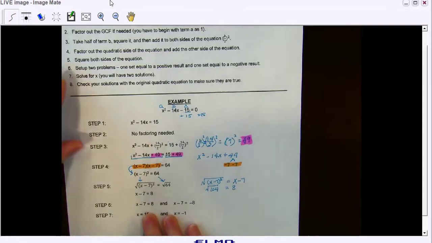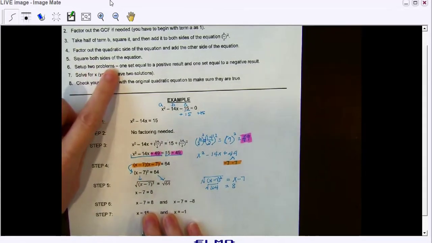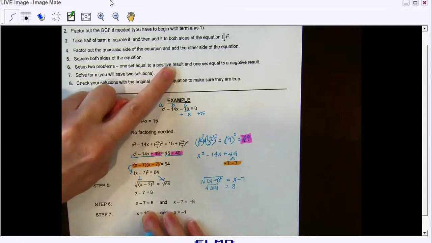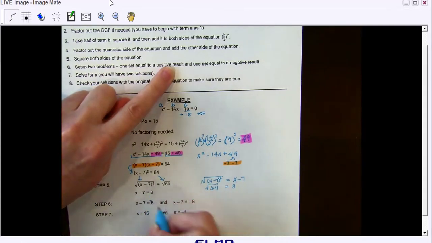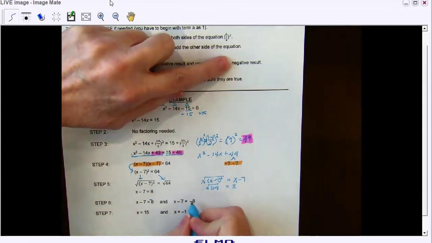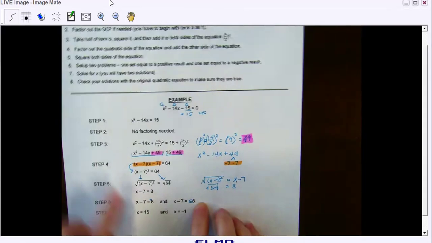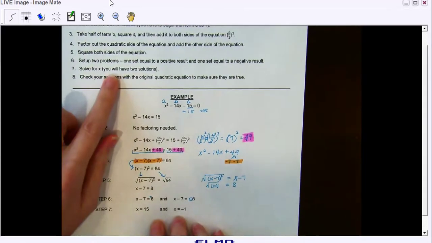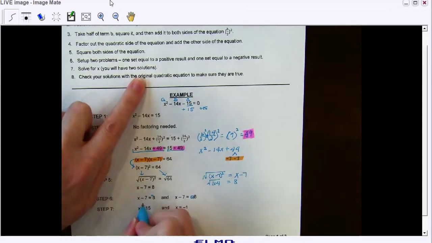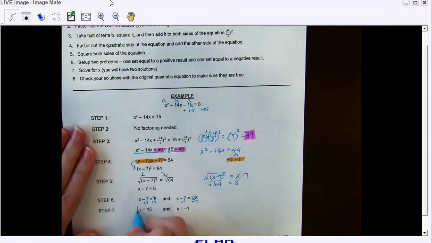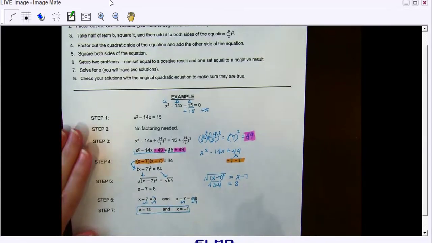Let's go down to step 6. Step 6 says set up 2 problems. One set equal to a positive result. So x minus 7 equals 8, positive 8. And one set equal to a negative result, a negative 8. So we're setting these up twice. And then step 7, solve for x, and you will have 2 solutions. So once we add 7 to both sides here, we get x equals 15. When we add 7 to both sides here, we get x equals negative 1. And then this here is your final answer. Okay.